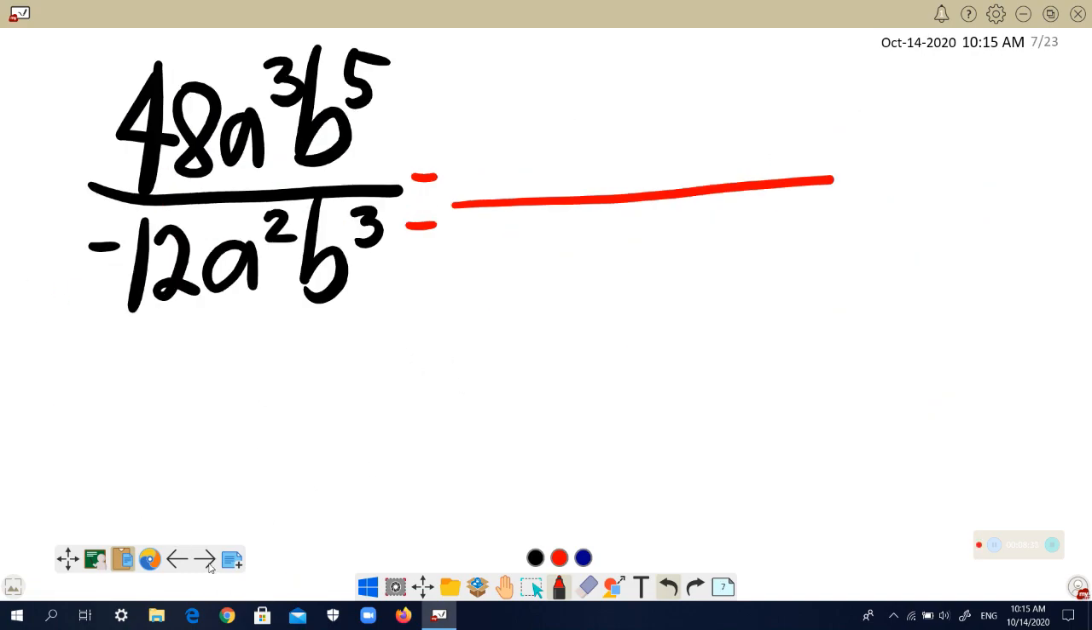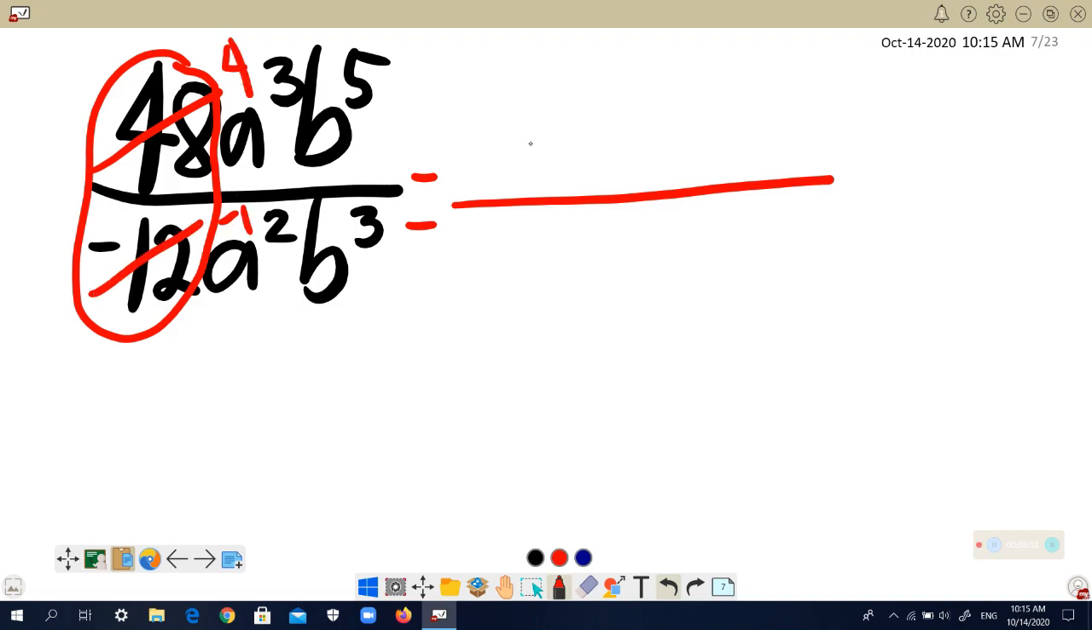Okay? And then, let's proceed with another example. So, I have here 48a cubed b to the 5th power over negative 12a squared b cubed. So, this time, let us use the shorter method, so that we can push the shorter method. We have 48 and negative 12. Find the GCF. The GCF of them is 12. So, 48 divided by 12 is 4, and negative 12 divided by 12 is negative 1. So, we have 4 over negative 1.